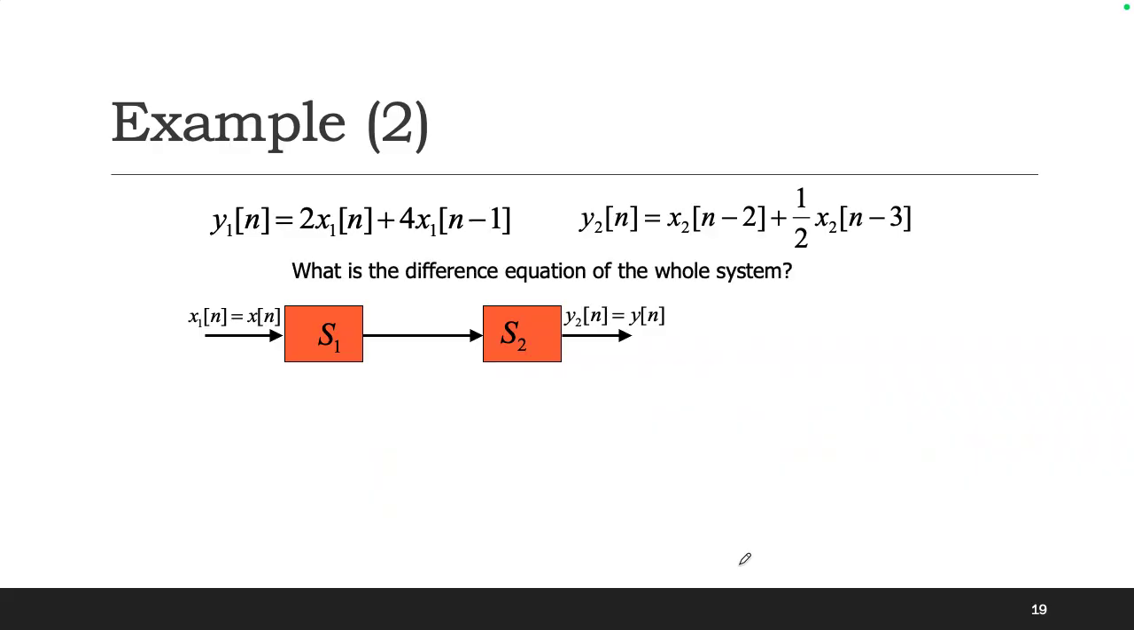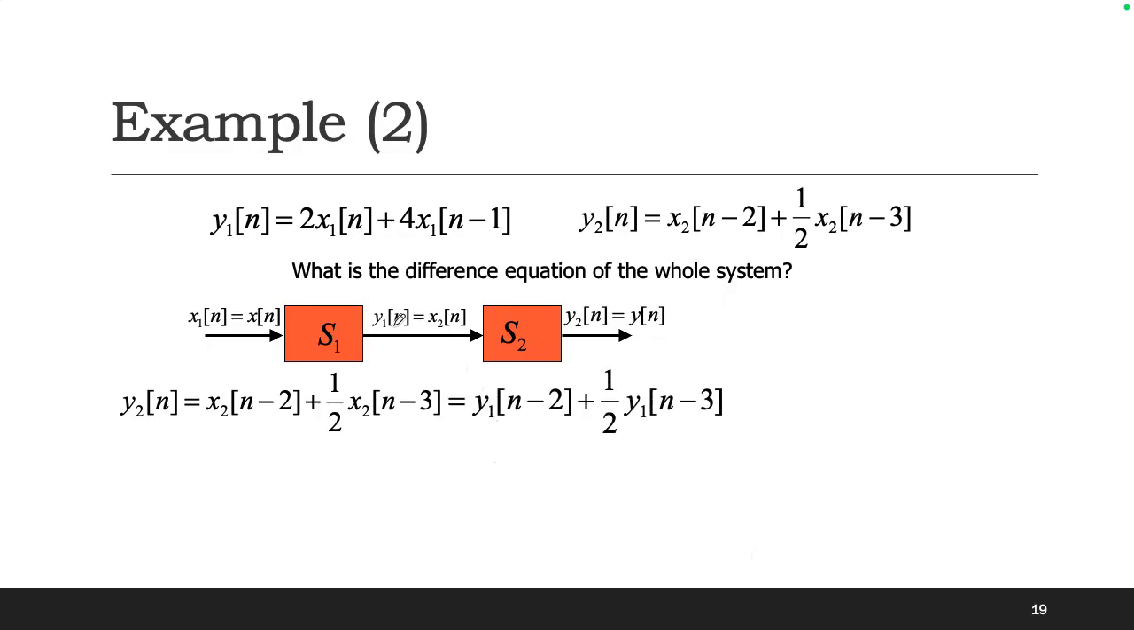And then let's talk about what the whole system is, what is the difference equation of the whole system. Okay, and why do we know y2[n] equals this one, am I right? What is x2[n]? x2[n] is y1[n], am I right? That makes sense to you, because here I just consider this output as my input. So x2[n] equals y1[n], am I right? So you just use y1[n] to replace x2[n]. That makes sense to you?